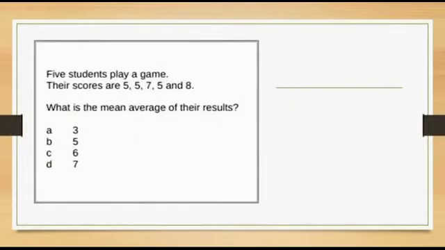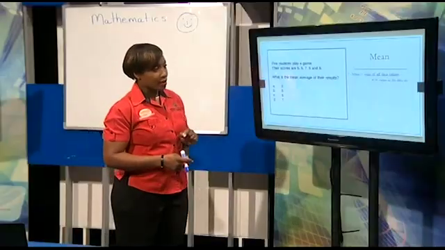Let us go into today's lesson. First question. 5 students play a game. Their scores are 5, 5, 7, 5, and 8. What is the mean average of their results? So remember the mean? The mean is you sum all of the data values and then you divide by the number of values in this data set. So let's do that together.